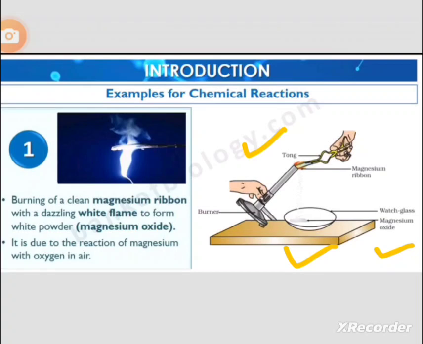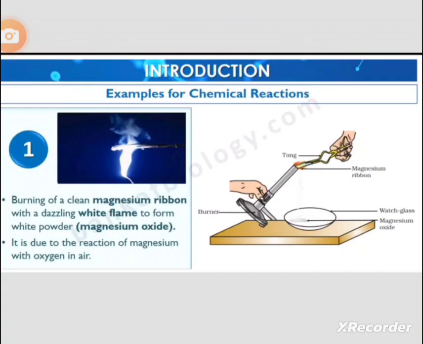Now the next question asked here: what is the nature of the magnesium oxide? The product which is obtained as a white powder, what is its nature? Is it acidic or basic? The next step is to add this ash into water, and then with the help of litmus paper we can check it. Metal oxides are generally basic in nature. If they are basic in nature, what does that mean? It turns red litmus paper to blue.